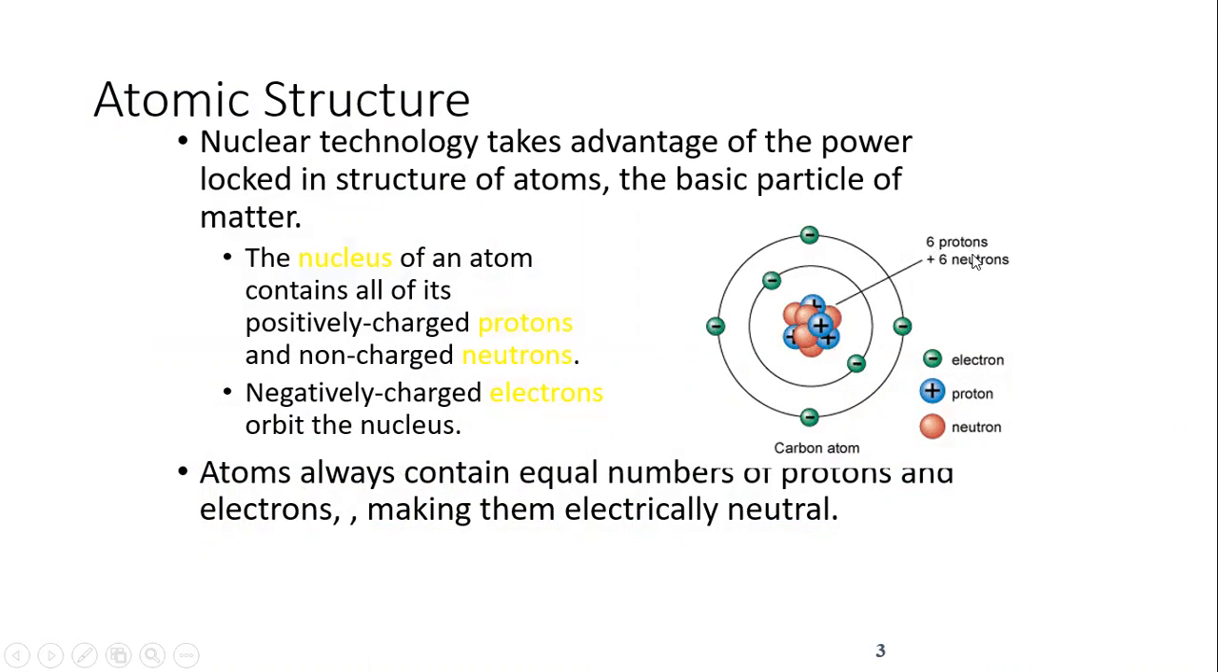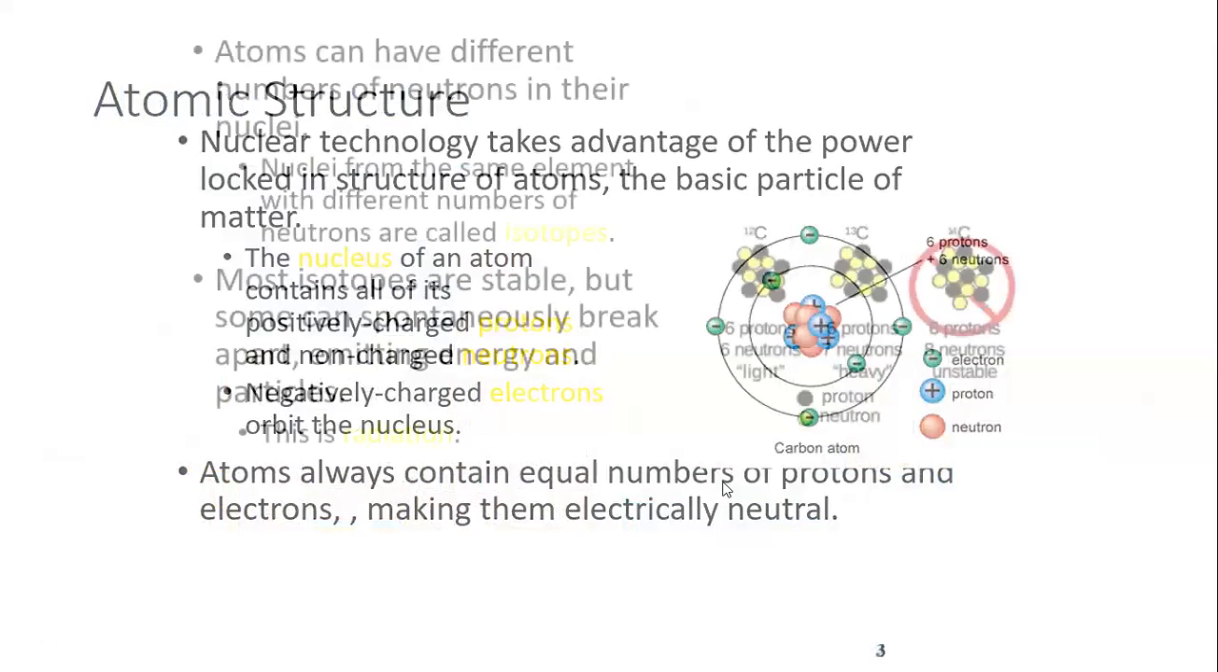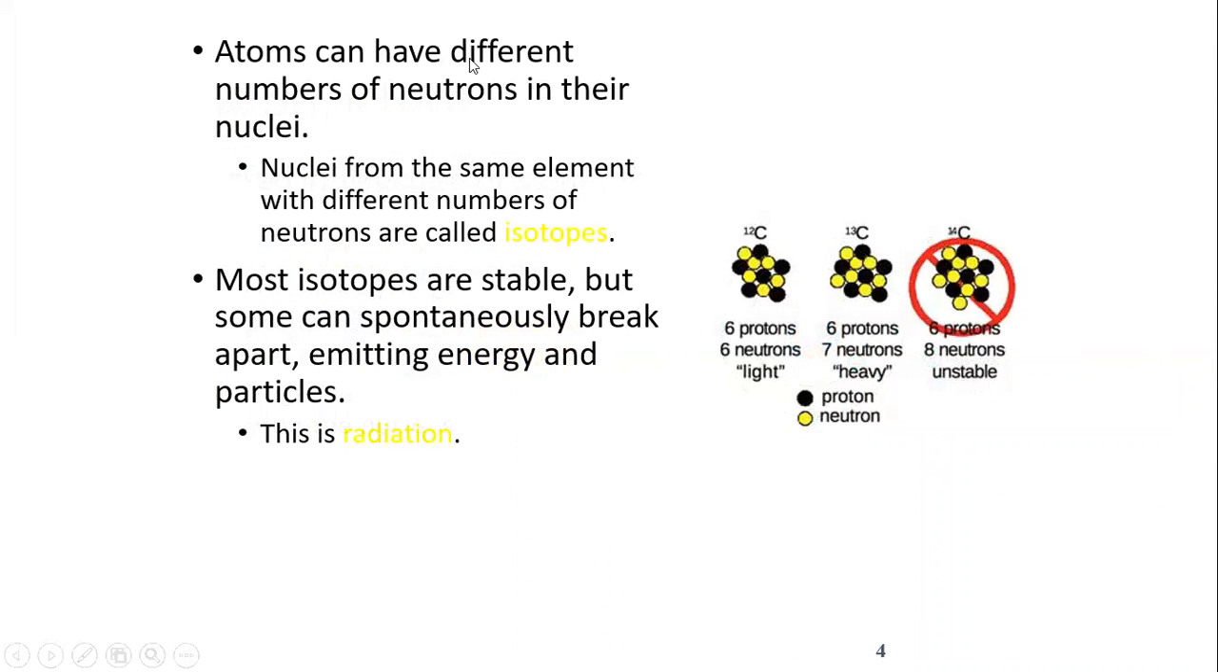Here there are 6 protons and 6 neutrons. Atoms can have a different number of neutrons in their nucleus.